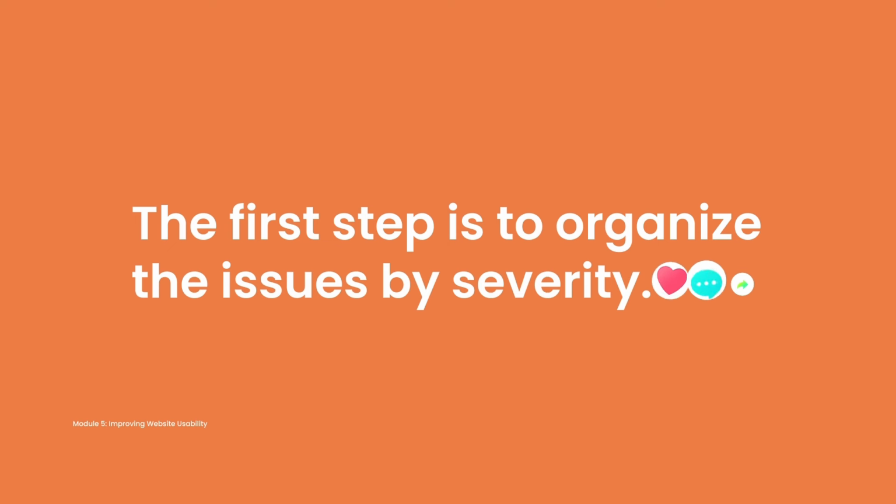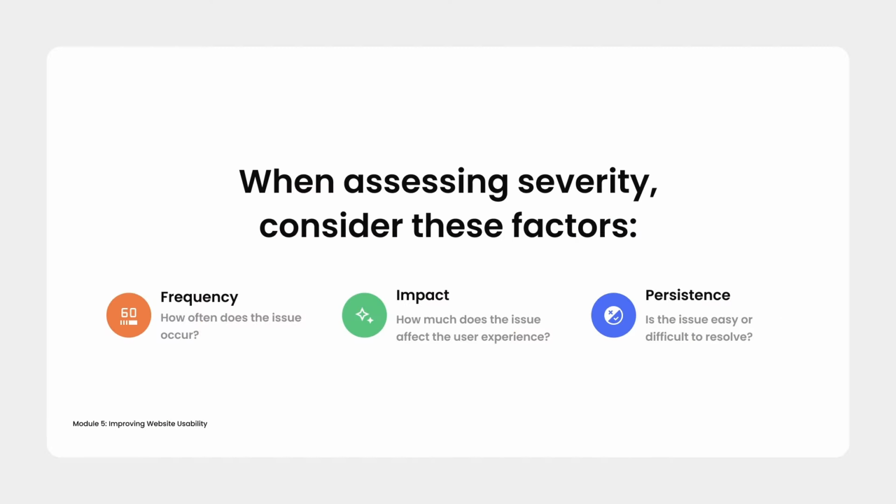But where do you start? The first step is to organize the issues by severity. You can use a simple scale like low, medium, and high, or develop a more detailed rating system that suits your project. When assessing severity, consider these factors.